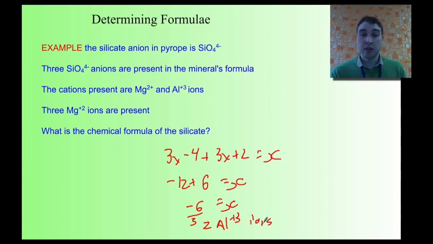So the overall formula of the silicate mineral: we're going to have our Mg, we've got 3 of those. Our aluminium, we've got 2 of those, and then our silicate, SiO4, and we're told 3 of those are present, so put that in brackets, put the 3 at the end. So today we looked at how to find the formula of a silicate or aluminosilicate anion given specific information.